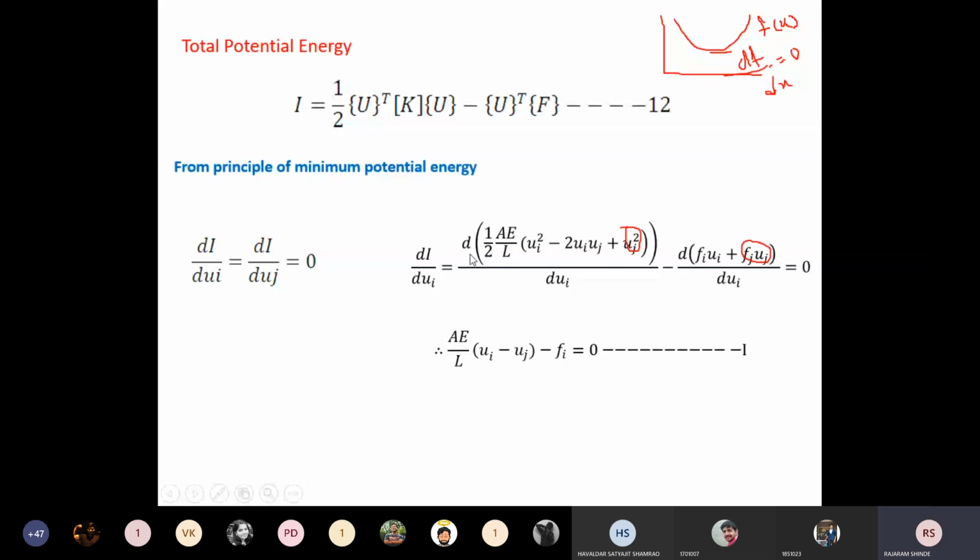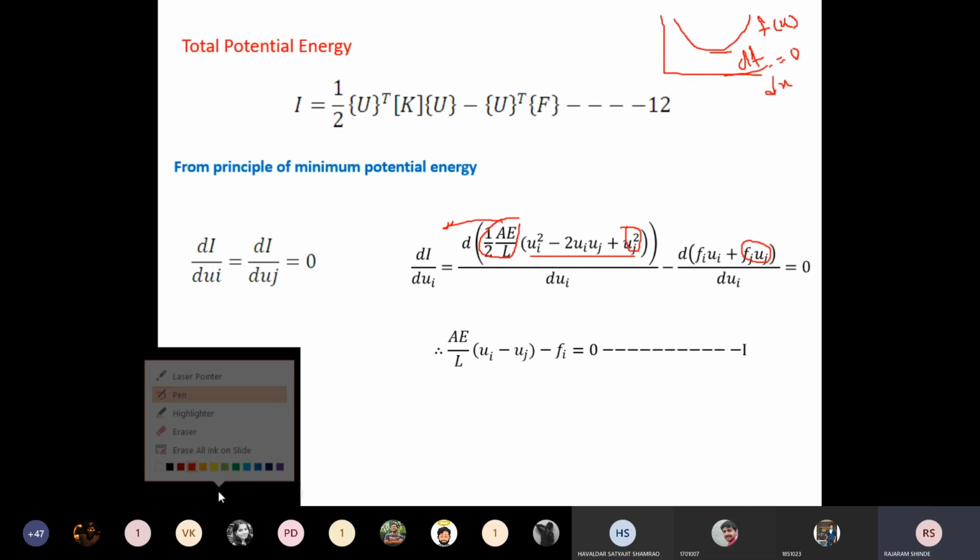Now, next one. First I will differentiate this with respect to ui. Now same equation, this one in expanded form: d by dui of half AE by L times ui square minus 2ui uj plus uj square. Now you see here, this half AE by L is a constant term. This constant term I can take out of the derivative. Now I am going to differentiate this bracket with respect to ui.